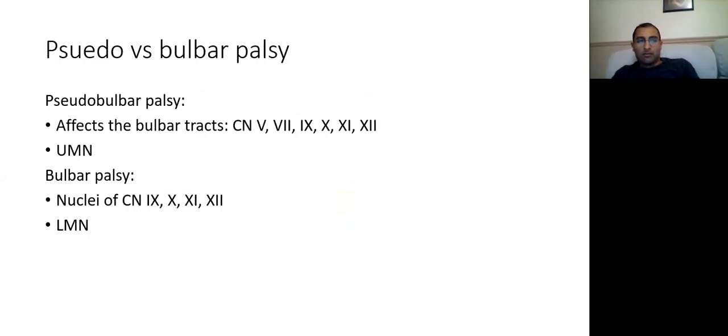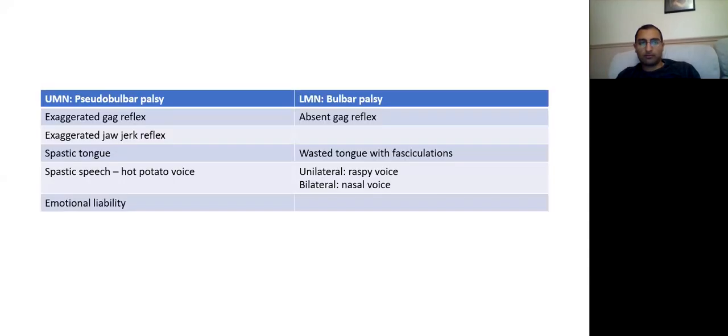And then just to go over pseudobulbar palsy and bulbar palsy, because they're things that we often get confused. So a pseudobulbar palsy is an upper motor neuron lesion, and it affects the bulbar tracts of those cranial nerves listed there, whereas a bulbar palsy is a lower motor neuron lesion, and that's when you have a lesion in the nuclei of these cranial nerves. So pseudobulbar affects the bulbar tracts, and it is an upper motor neuron lesion. Bulbar is a lower motor neuron lesion.